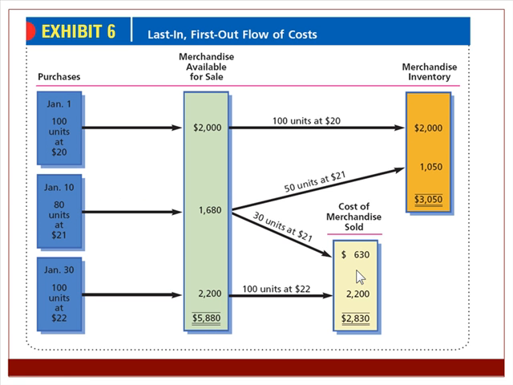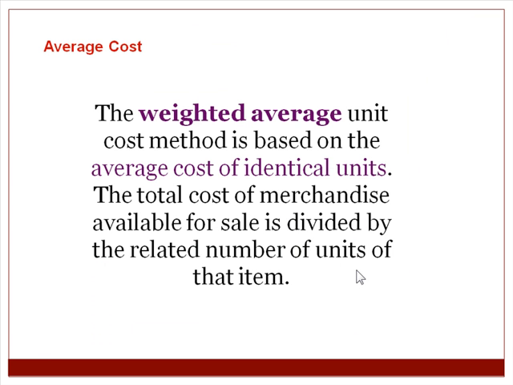Here's another little visual for you. You can print it out and it will help you understand. So now we can talk about the weighted average under a periodic system. The weighted average unit is based on identical units. You don't get to blend things. Of all the units you have, you get an average of the available for sale, and you use that cost to apply against your cost of merchandise sold.